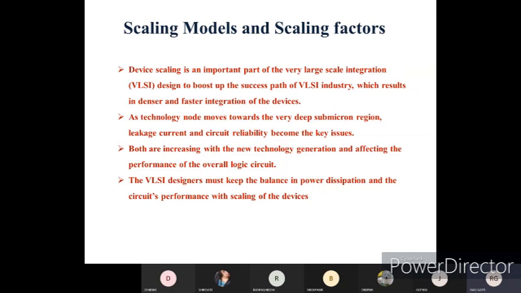Then if I want to do this scaling, what are the things I need to consider, or what are the parameters I can go for scaling? If I do the scaling, what other important parameters will be affected? All those details you need to understand. So for that we will be studying the scaling models or scaling factors. These scaling factors play an important role in the enhancement and also the performance of VLSI technology, or the performance of any system you design. It mainly depends upon the scaling model or scaling factors.